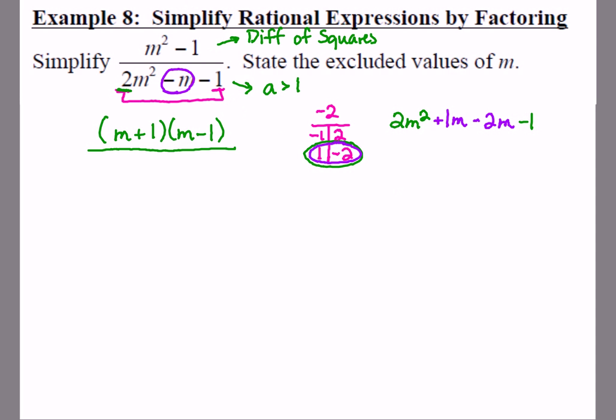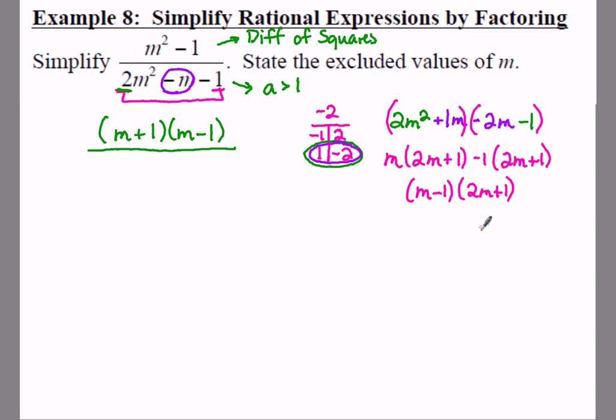And so if we have four terms, it can be factored by using grouping. So I'm going to group the first two together and I can take out an m. You're left with a 2m plus 1. Then I can group the last two together and take out a negative 1. And that gives us 2m plus 1 here also. So that gives us m minus 1 times a 2m plus 1. That goes on the denominator of your expression.